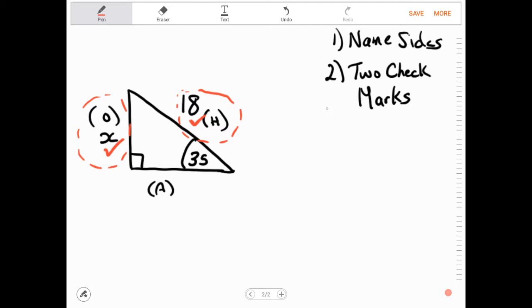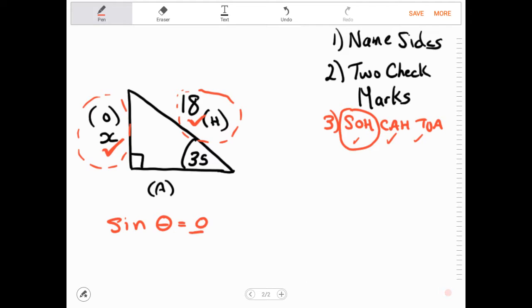Now you think to yourself of SOHCAHTOA. Which of those ratios uses the O side and the H side? And of course, in this case, it's SOH, or sine. So that tells you to write down the basic formula for sine. You go sine of the angle is O over H. Okay, fill it in. Sine of the reference angle 35 equals x over 18.